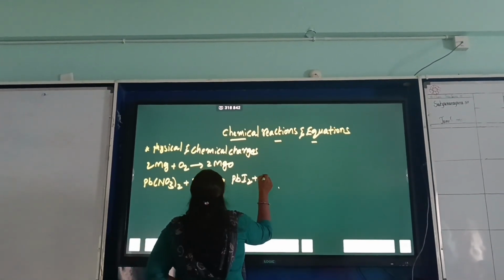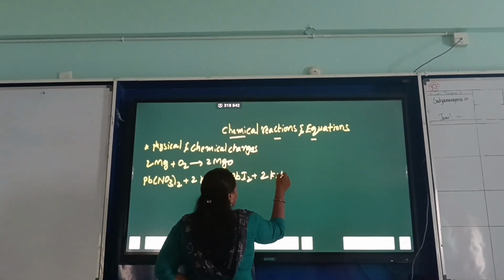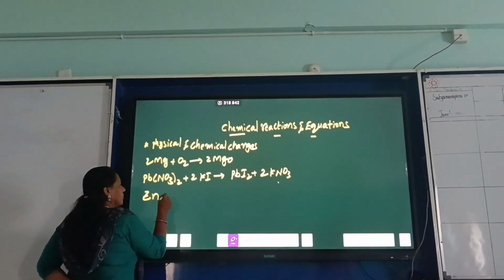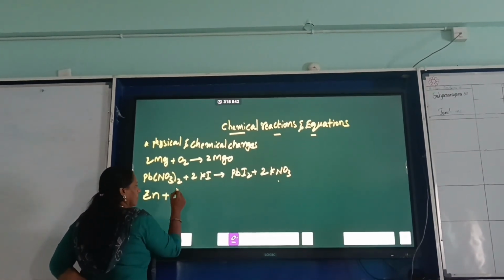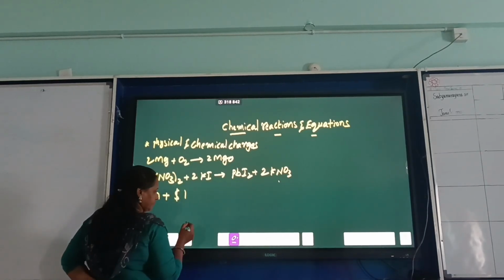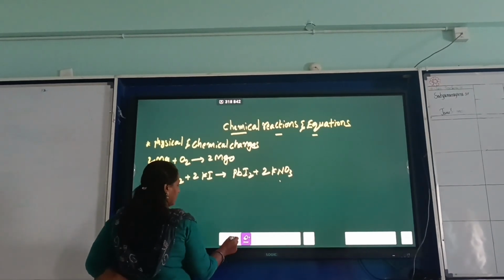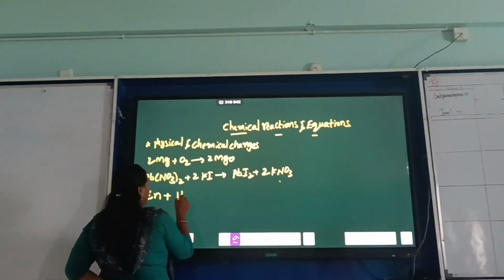In this lesson, a total of 10 activities are there. The first activity: a magnesium ribbon burns in the presence of oxygen, and ash is produced. So what type of change is this? It is a chemical change. Ash is produced.